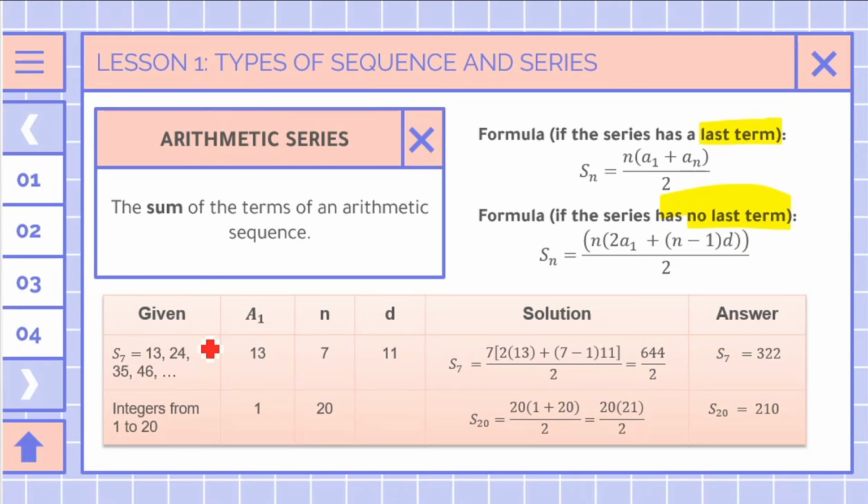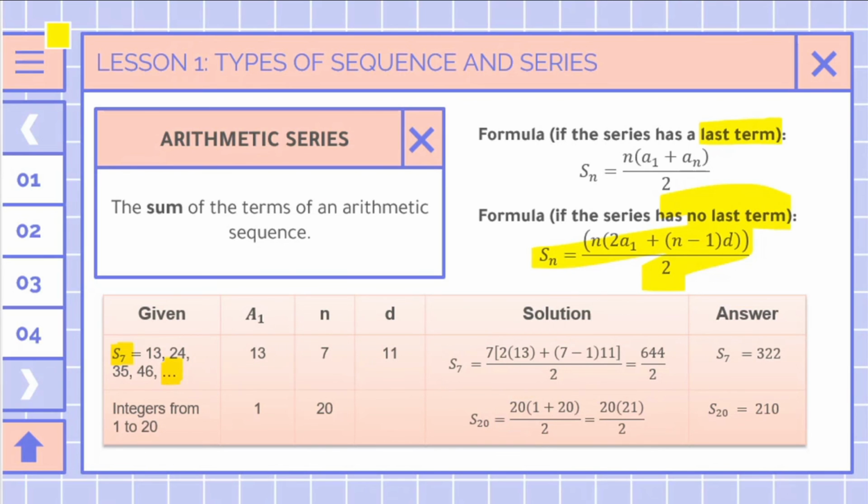Okay. Now for example, we have here S sub 7 for 13, 24, 35, 46. There is no last term here, as you can see, so we'll use this formula. Our first term, a sub 1, is 13. Then our n is 7, the one we're looking for. Then our common difference is 11 because 24 minus 13 is 11.